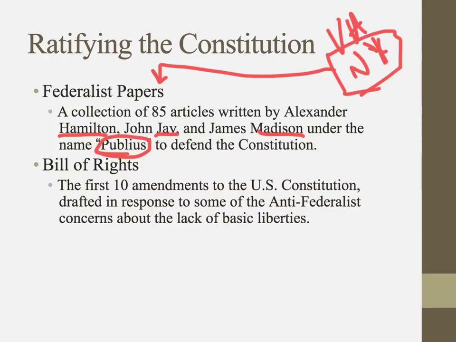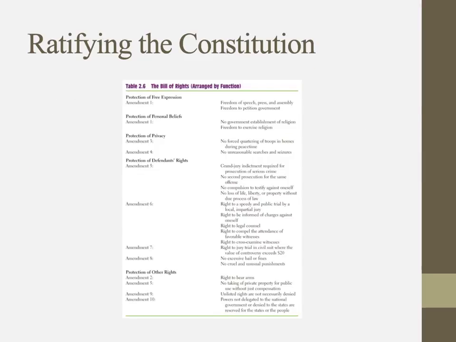Well, the Anti-Federalists go out and they talk about this lack of basic liberties and say, hey, this is what's really missing. And so the concession given in order to get ratification of the Constitution is that in the very first congressional session, they'll create a Bill of Rights. And they end up being the first 10 amendments to the U.S. Constitution that they go through.